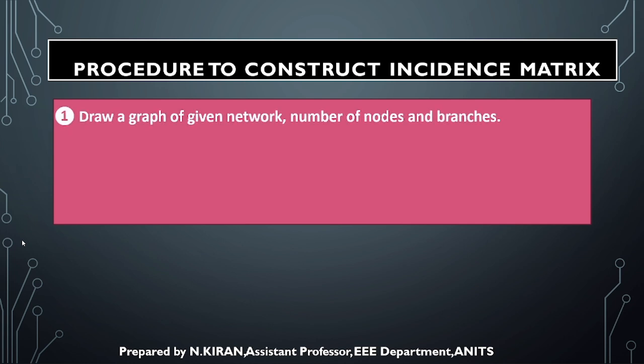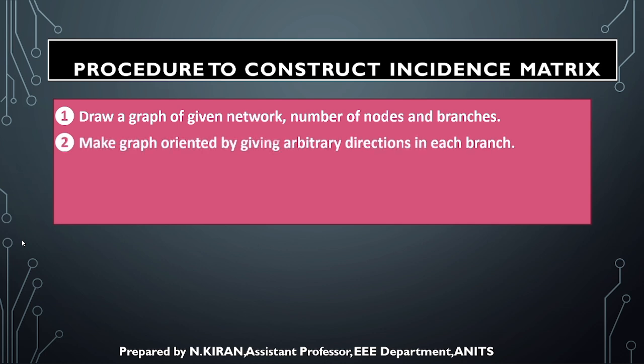The first step is we need to draw the graph of the given network and indicate the number of nodes and branches. The second step, we have to assume some arbitrary direction for every branch of the graph. So we should make the graph oriented by assigning some particular direction.